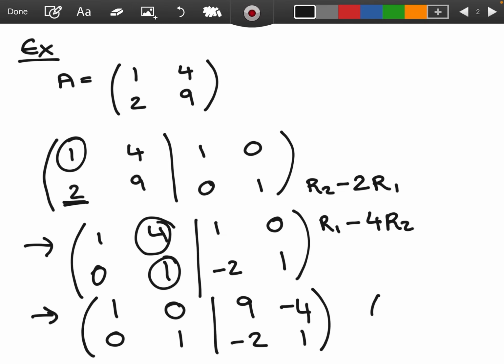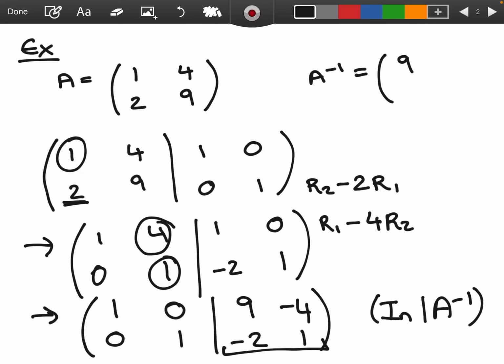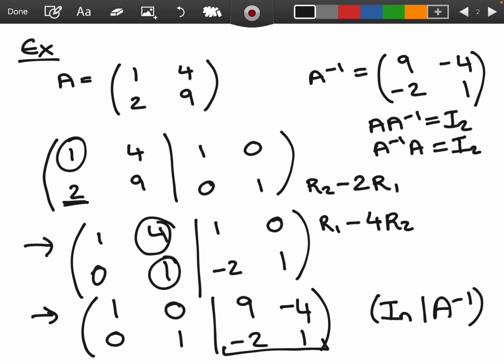I am now at the point where I have the 2 by 2 identity matrix on the left, and what I have on the right at that point should be A inverse. This is my solution. So that tells me that A inverse is equal to 9, negative 4, negative 2, and 1. At this point, you can go ahead and check, but you should find that A times A inverse should give you that 2 by 2 identity, and similarly, A inverse times A should give you that 2 by 2 identity. It doesn't matter which way around we multiply a matrix and its inverse, you should still get that identity matrix back.